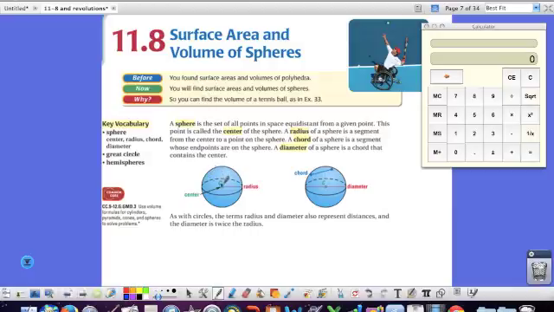Any place you draw a line from the center to a point on the sphere in any direction is going to be a radius. A chord of a sphere is a segment whose endpoints are on the sphere. Just like in a circle, a chord is a segment whose endpoints are on the circle.